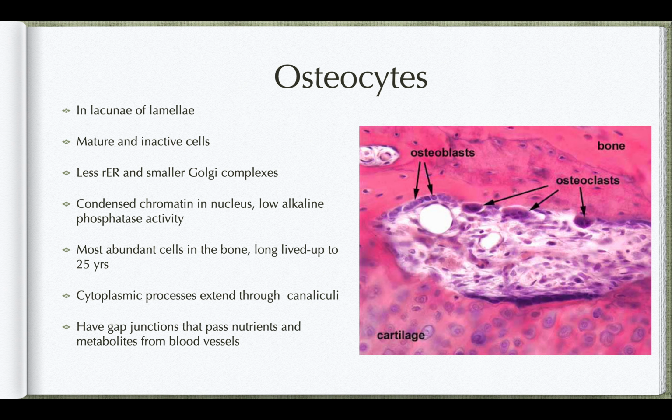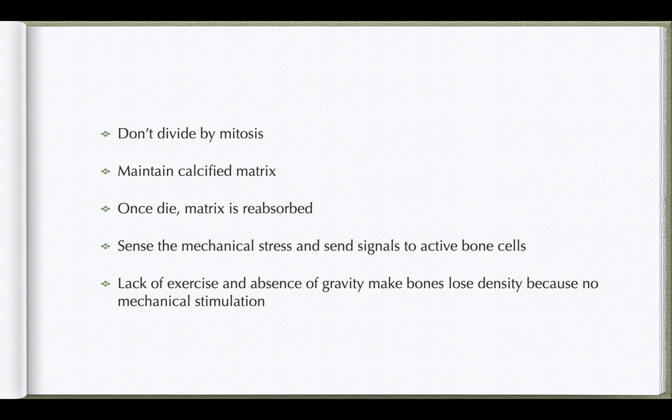Okay, so osteocytes lie in the lacunae of the lamellae. They are mature and inactive cells. They don't have too much ER, and they have smaller Golgi complexes. Their chromatin is generally condensed. They have low alkaline phosphatase activity, and they're the most abundant cells in the bone. These are quite long-lived. They can live up to 25 years. The cytoplasmic processes will extend into the canaliculi, and they have the gap junctions that pass nutrients and metabolites from the blood vessels.